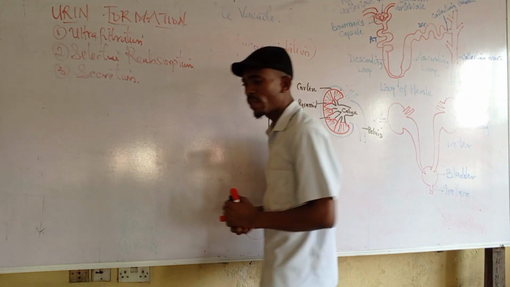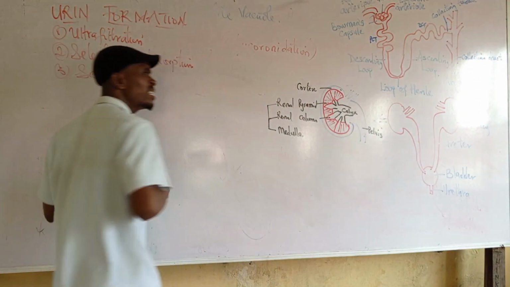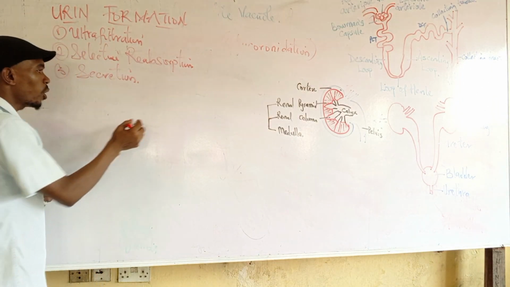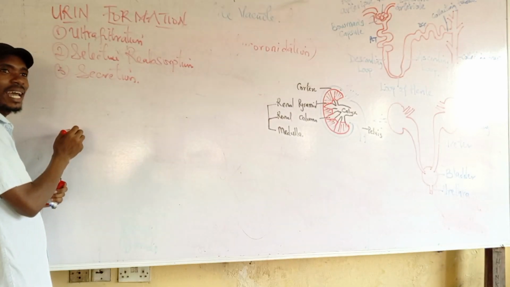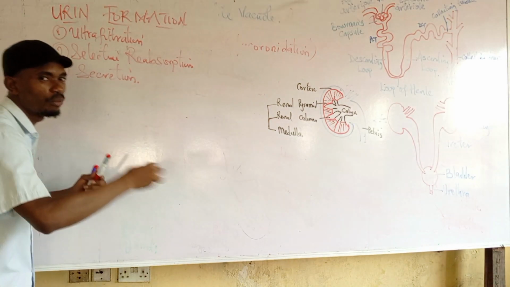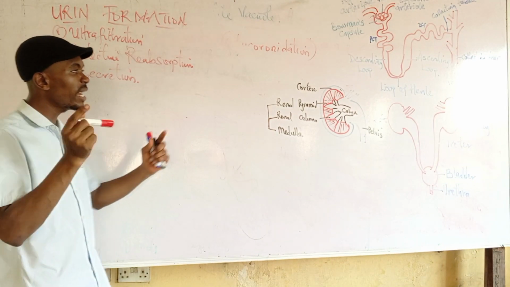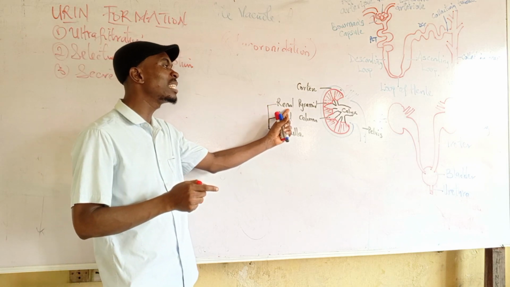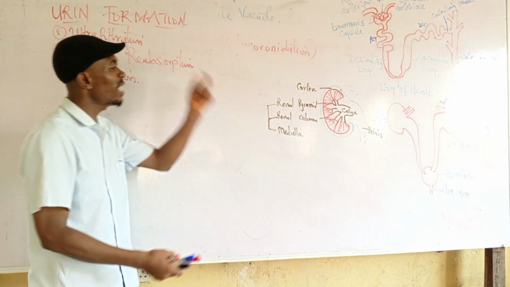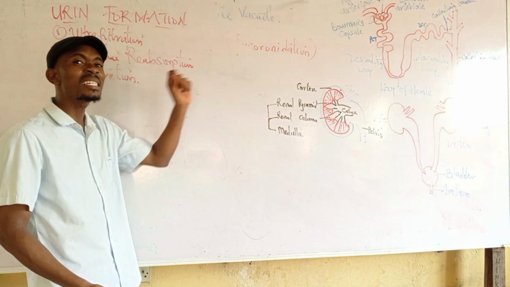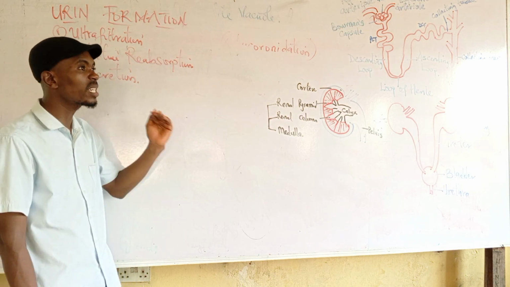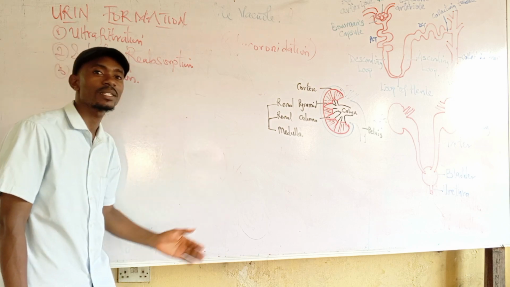For ultrafiltration, now the heart is the sole pumper of the body. It takes blood to the kidneys, and the blood is then filtered. Whatever is not good is removed from the body. And I said earlier that renal means something related to the kidney. So the arteries carry blood away from the heart. The artery supplying the kidney with oxygenated blood is called the renal artery. And then the vein taking blood from the kidney is called the renal vein.